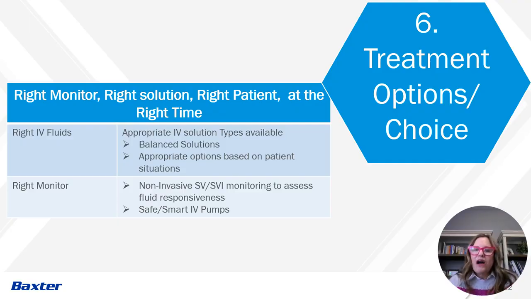The last would be treatment options or choice. So we want to make sure we have the right monitoring devices, the right solution, the right patient at the right time, right? So right IV fluids, appropriate IV solutions and types available. Remember, as we talked about, a lot of the information about balanced solutions, so making sure we have balanced solutions available, appropriate options based on patient situations, as well as the right monitor. Do you have a non-invasive stroke volume or stroke volume index monitoring to assess fluid responsiveness? And then having those safe and smart IV pumps so that hopefully less errors are made.